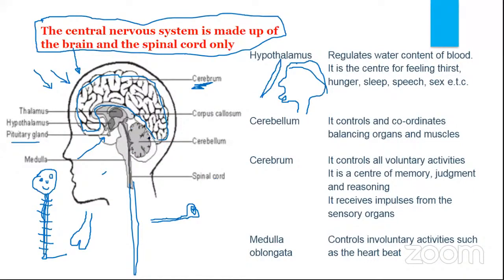And then towards the back, in one corner, you have the cerebellum. Please take note, cerebellum is different from cerebrum. Cerebrum is that upper part, but in this corner you have the cerebellum. Now, this cerebellum controls and coordinates balancing organs and muscles. In most cases, when you are fighting with someone, please never hit anyone in this corner, whether using a stick or a punch. Please don't bother hitting someone in the corner.